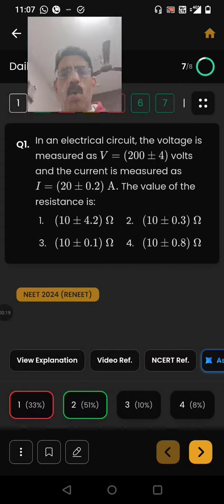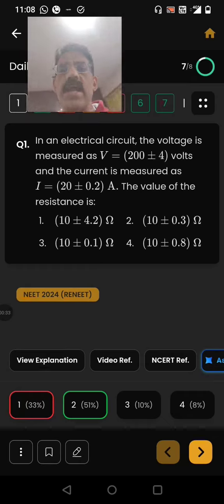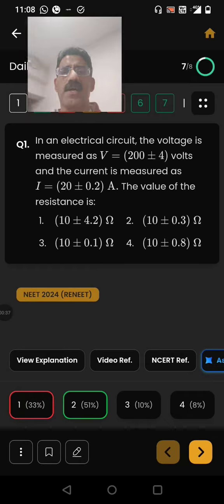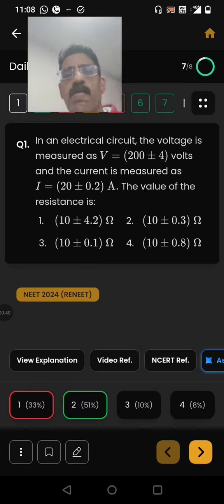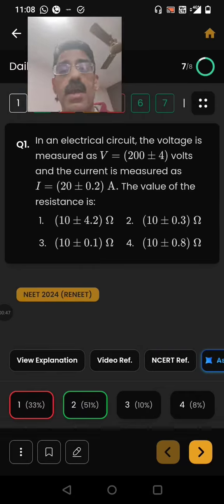In an electrical circuit, the voltage is measured as V, that is 200 plus or minus 4 volts, and current is given as I equal to 20 plus or minus 0.2. You need to find the value of resistance. It's very simple. You know the value of resistance is basically V by I, so it has to be 10, but you need to know the significant units.